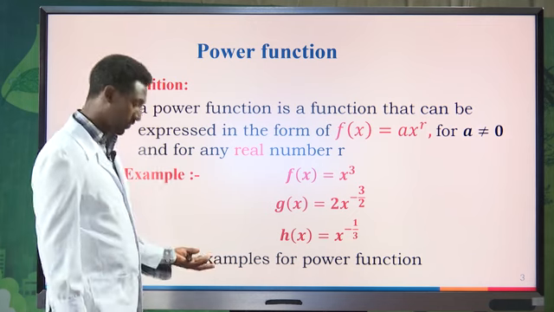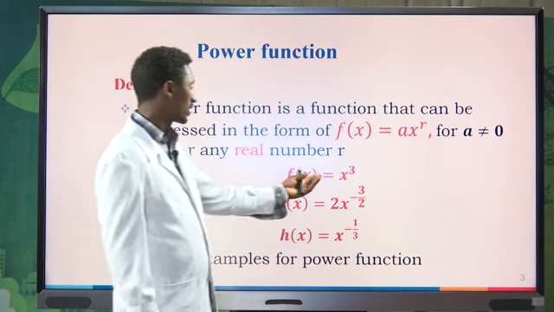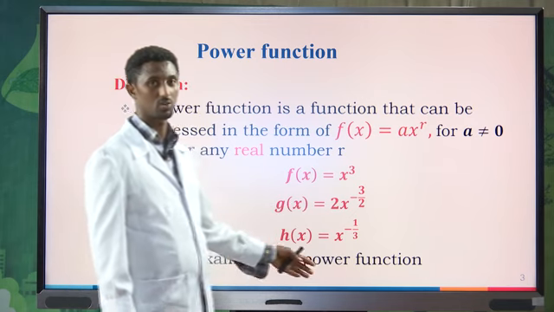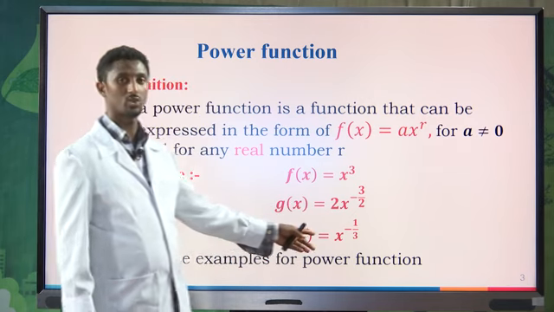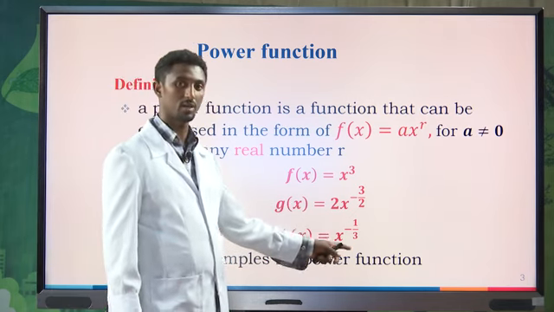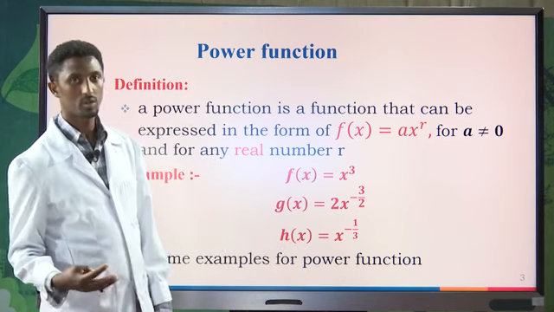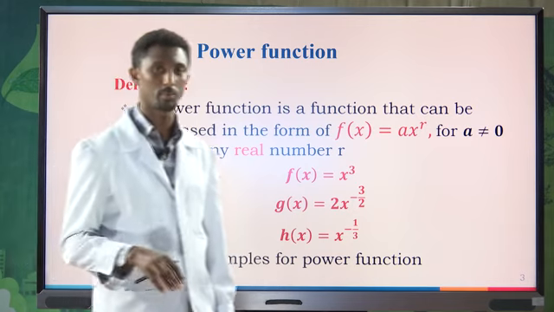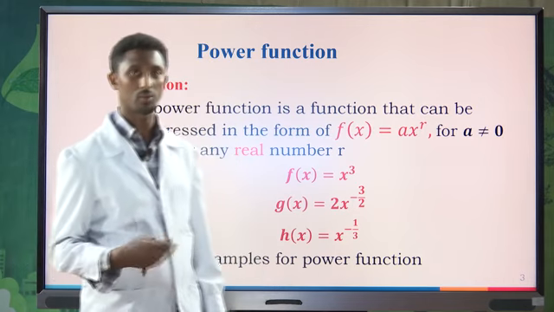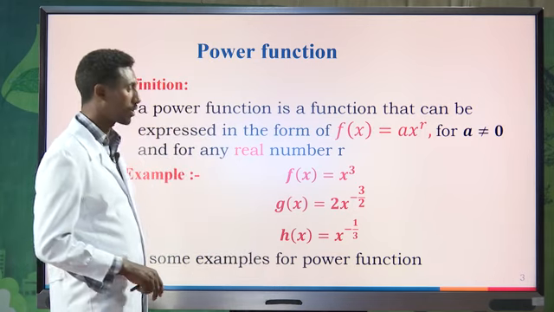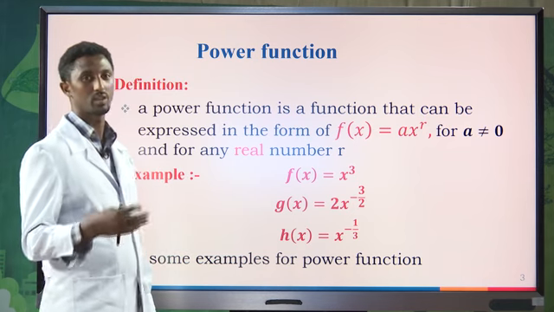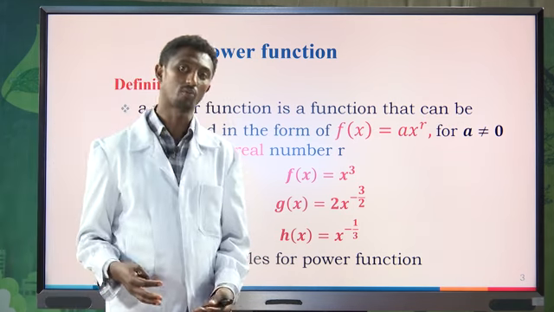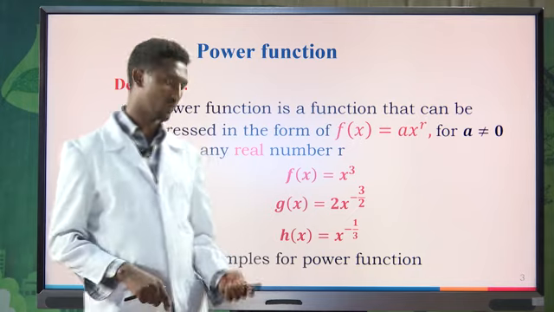So these are some examples of power functions: x to the power of 3, 2x to the power of minus 3 over 2, and h of x equals x to the power of minus 1 over 3. For those power functions, we'll try to determine some properties in relation to the power, and we'll determine the domain, range, and what the graph of some power functions looks like.